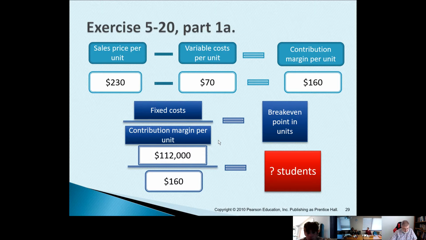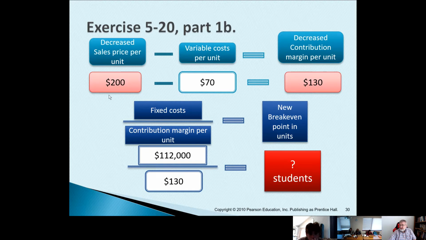So if we go to 1B and we say the sales price decreases from 230 to 200, what do we expect is going to happen? Remember we talked earlier, if our price goes down, what's that going to do to our break-even point? Break-even point should go up. So if you look, nothing else changed, okay? Our sales price went down, but our fixed cost stayed the same, and our variable cost stayed the same. So we have $200 instead of 230. So what's that going to do to our student count?